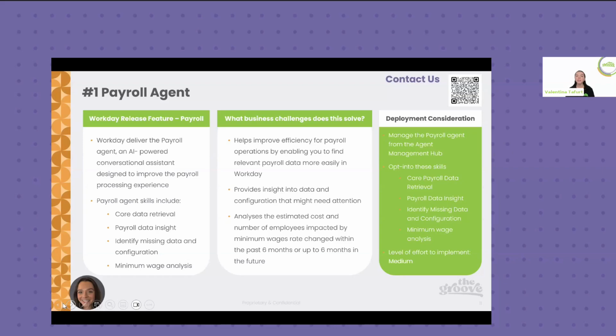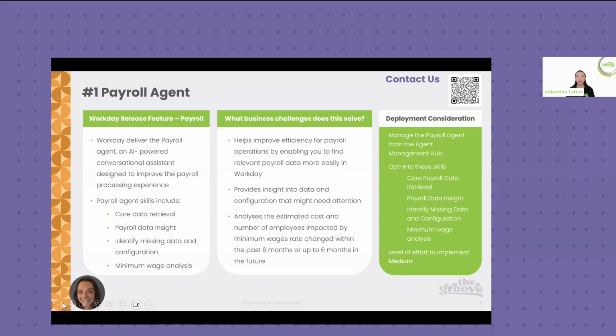And then the fourth skill that the agent is bringing forward this time is minimum wage analysis. What this implies is you can ask the agent, first off, what are the minimum wages for each state? But then you can also take it a step further and ask the agent, based on the changes that have happened 6 months in the past or 6 months in the future, let me know what the cost impact for the employer would be, right? How much more we're going to have to spend to meet this minimum wage.